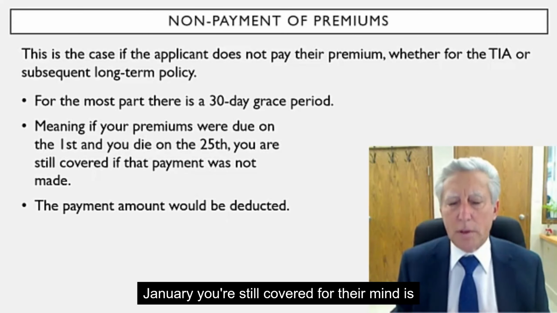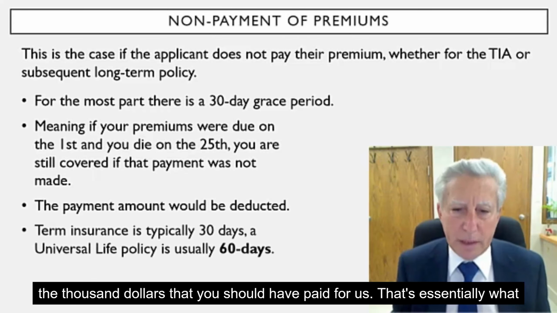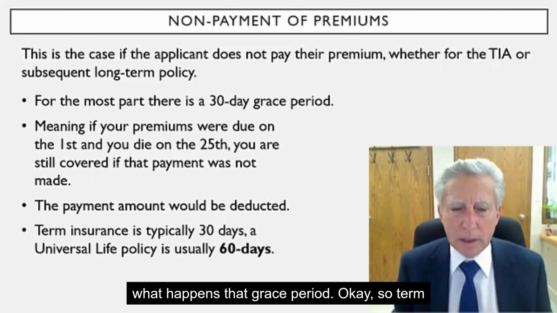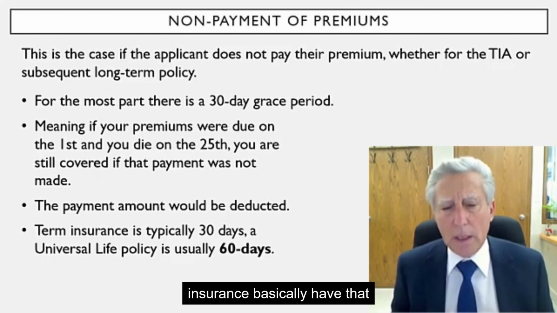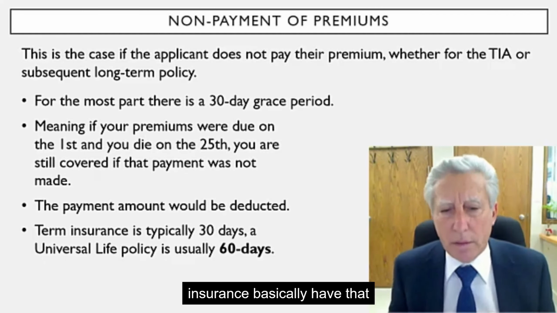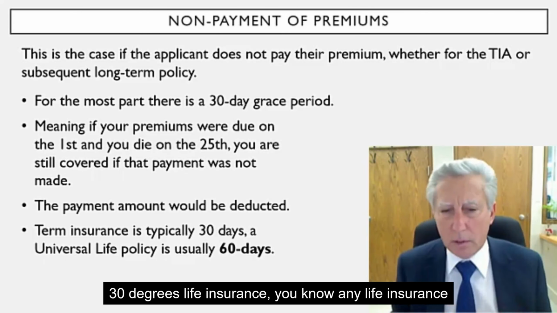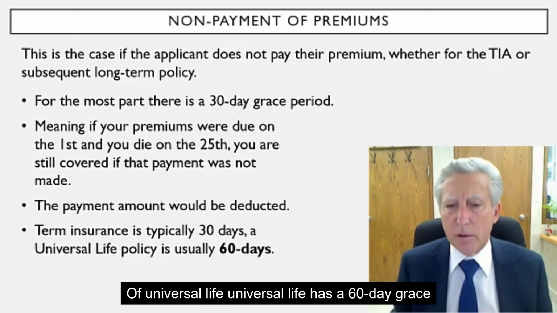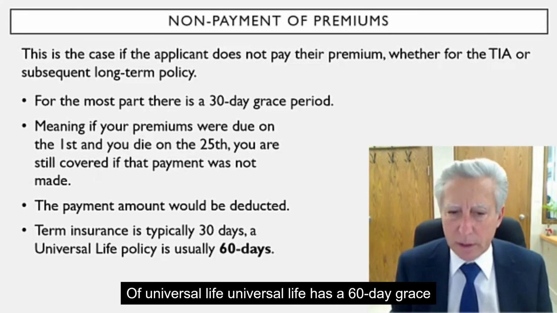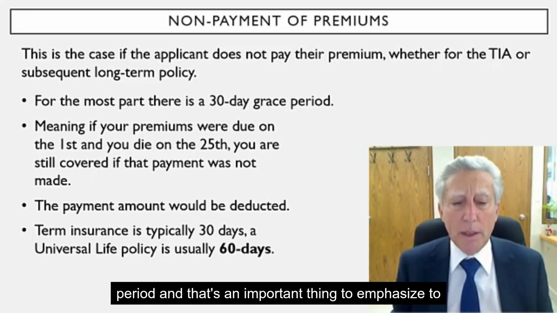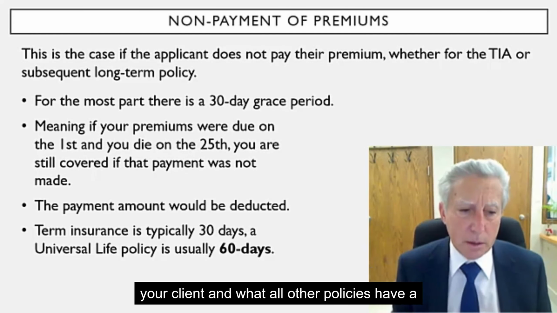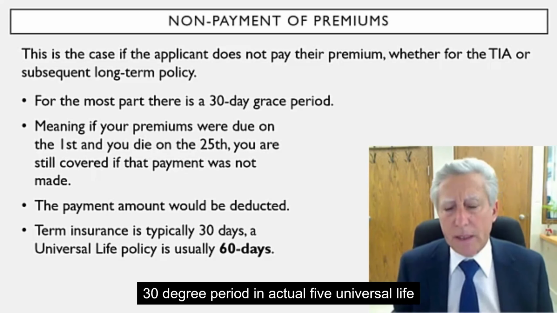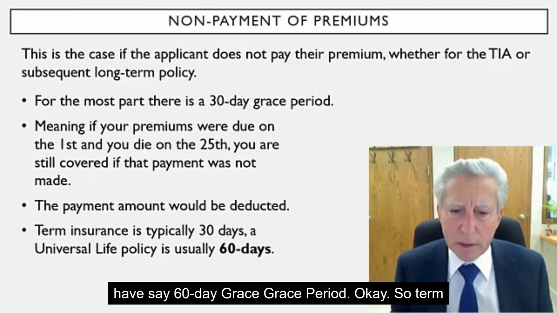You're still covered, minus the $1,000 that you should have paid for us. That's essentially what happens during that grace period. Term insurance basically has that 30-day grace. Life insurance, any life insurance product, with the exception of universal life. Universal life has a 60-day grace period, and that's an important thing to emphasize to your client. While all other policies have a 30-day grace period, in actual fact, universal life has a 60-day grace period.